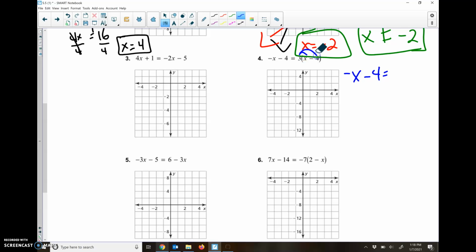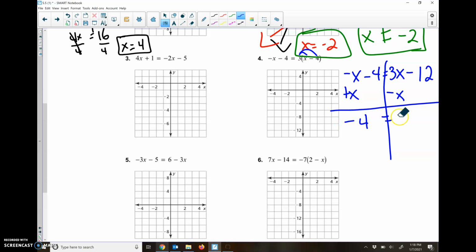So 3 times x and 3 times negative 4. So 3 times x is 3x. 3 times negative 4 is negative 12. Otherwise, we're pretty much looking at the same thing. So remember, when I do these, I like to get my x's together first. You can do it where you get your numbers together first. Again, it doesn't matter as long as you're doing all the steps eventually, just not in the same order that Mr. Molo likes to do them in.